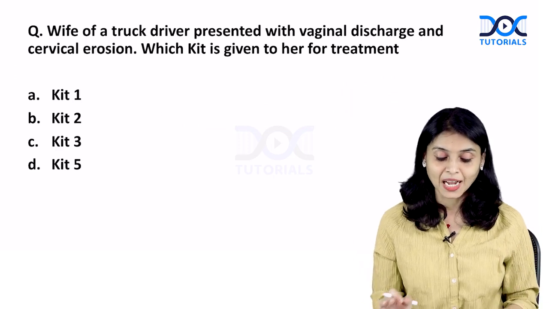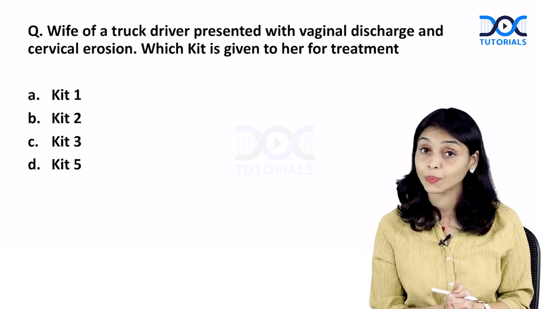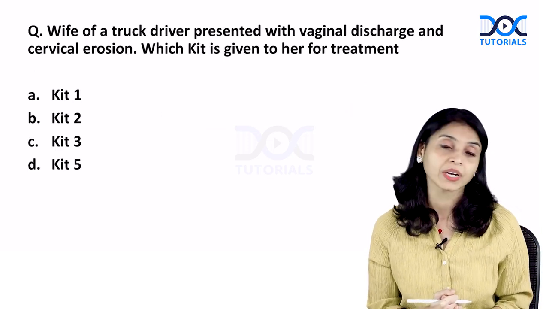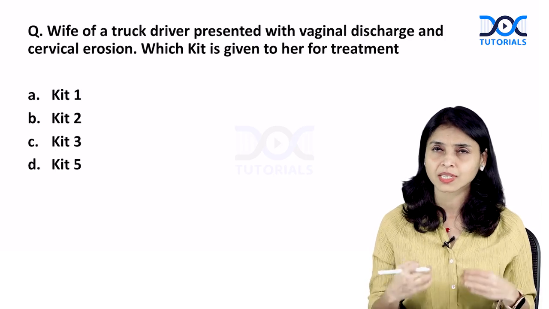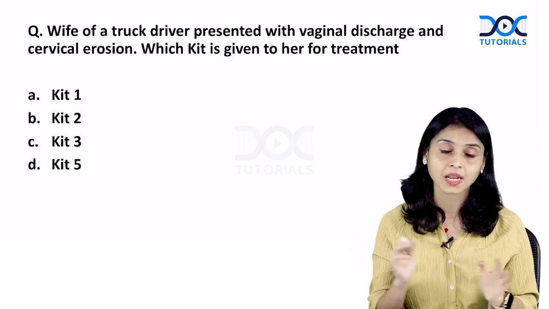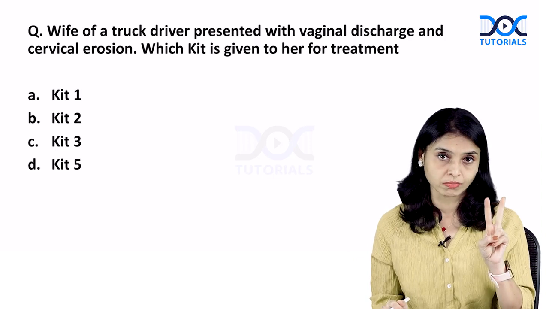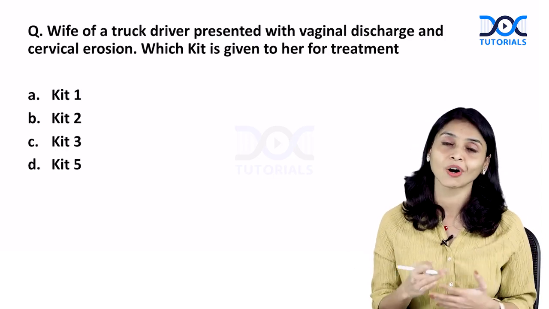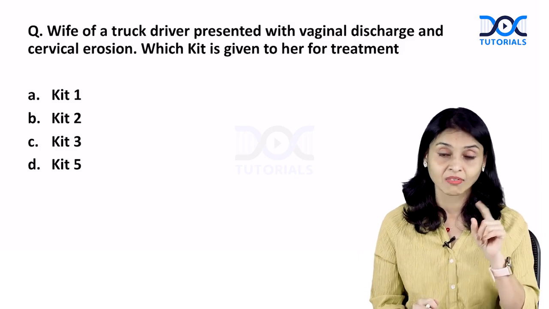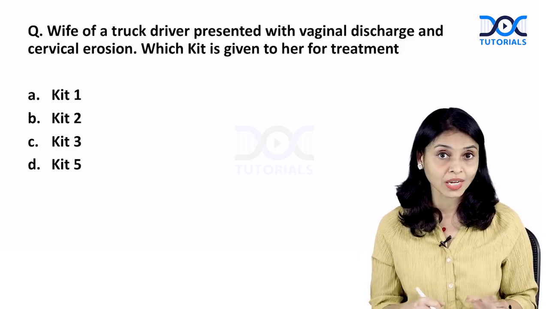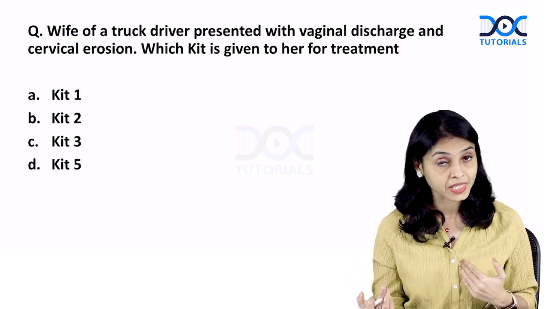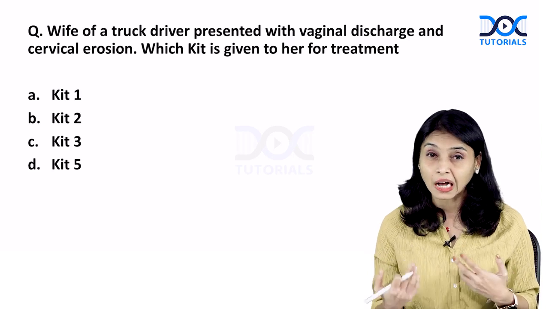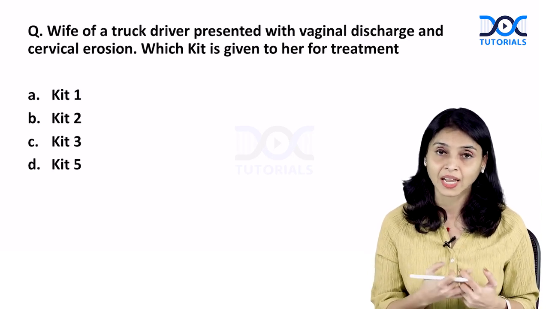Confusing question. Wife of a truck driver presents with vaginal discharge and cervical erosion. Which kit is given to her for treatment? When I asked students, they straight away told me, ma'am, it's green, or kit 2, it's green. But after discussing a lot, they found, oh, cervical erosion. So it could even be cervical discharge. Some said cervical discharge. Then some said cervical ulcer. So they were again confused.